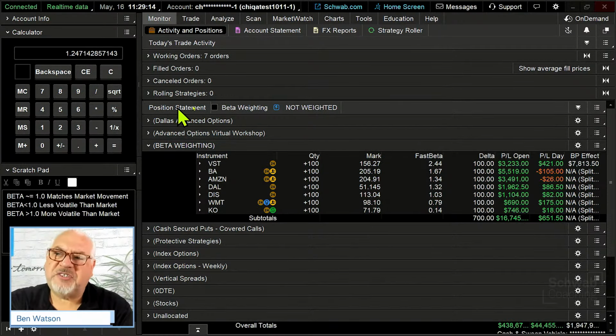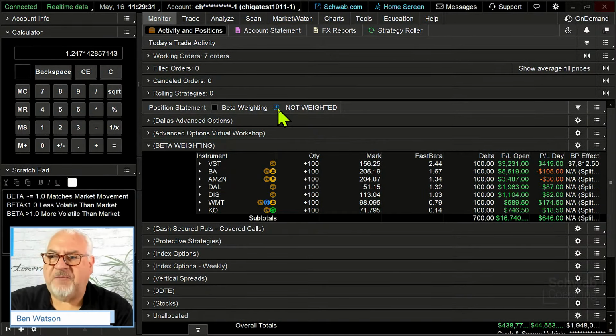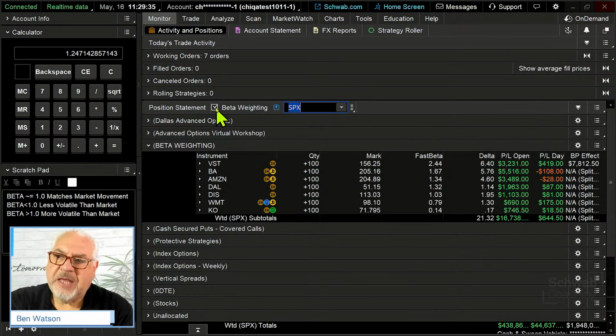So I can come up here to where it says position statement, and I can click on beta weighting, and if this little lightning bolt icon is illuminated, that means I'm using fast beta. I can turn that off and turn fast beta back to standard beta. I'm going to keep it on fast beta, and I'm going to click on apply. So I've got fast beta turned on, and I'm going to beta weight to the SPX.